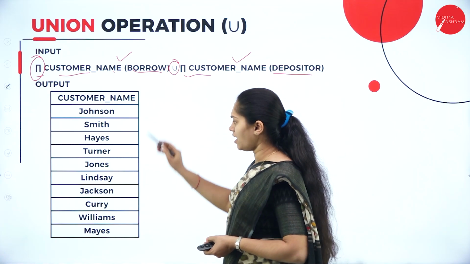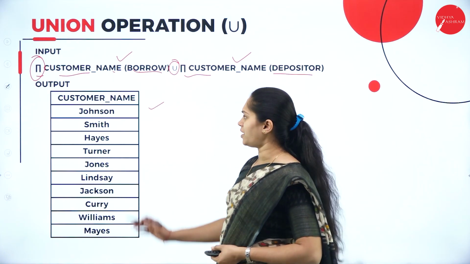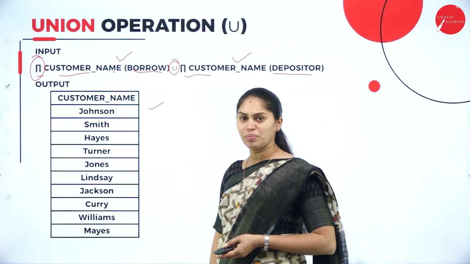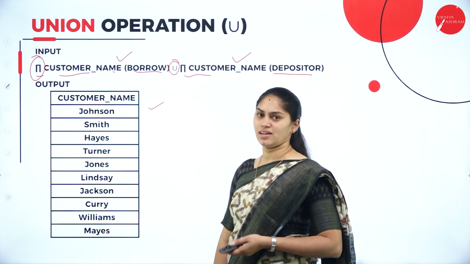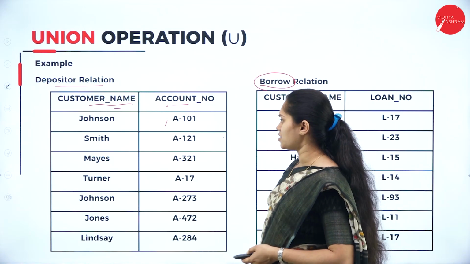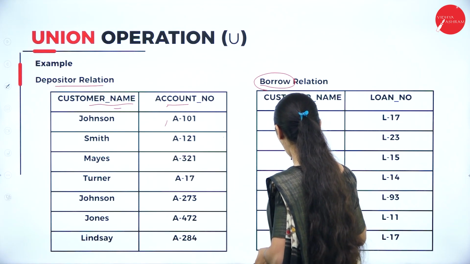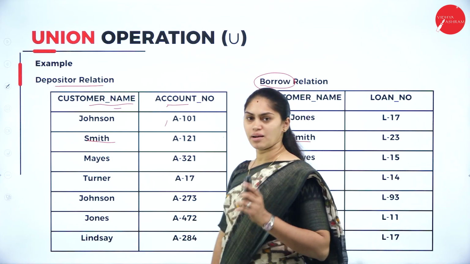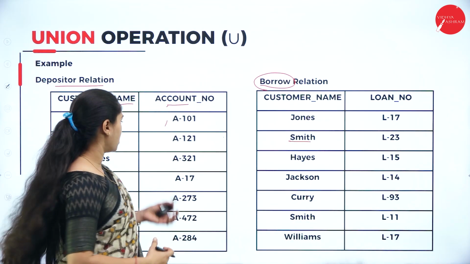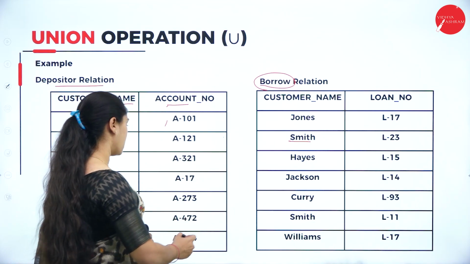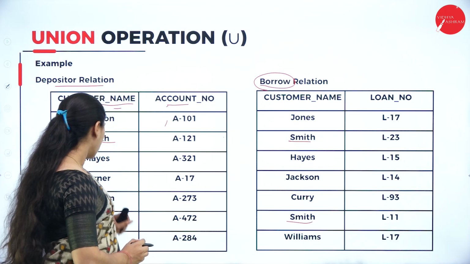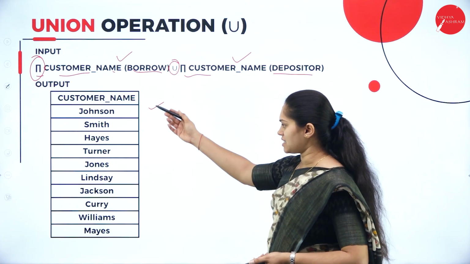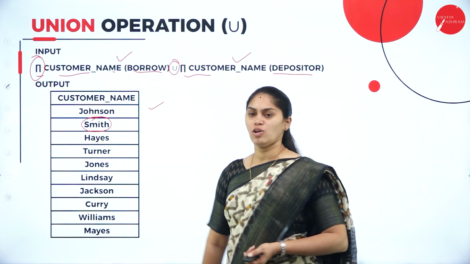So here you can see the output. It will fetch the column from both the borrow table as well as the depositor table. So if we have any duplicacy, then that will be removed or eliminated automatically. So here we have a Johnson. Do we have any Johnsons here? No. Smith. We have a Smith, that will come only one time because we have a duplication in both the tables. Smith comes one time here, and also we have Smith one more time here. So by eliminating that duplication, you get the resultant here. So you can observe we have Smith only one time.